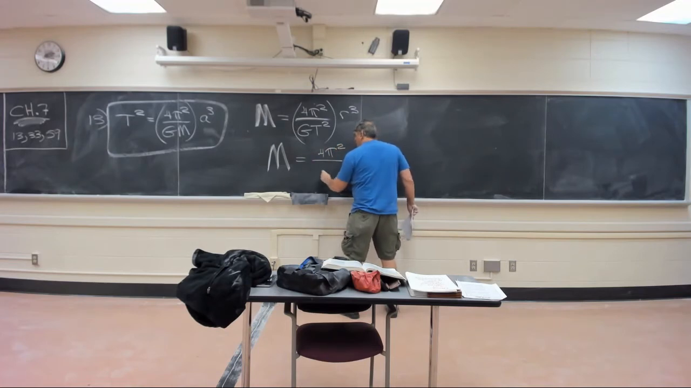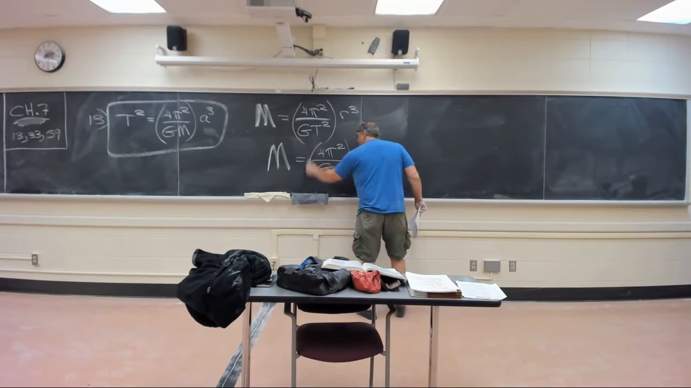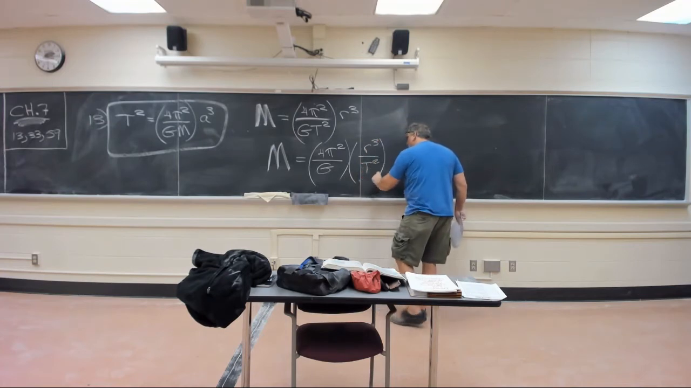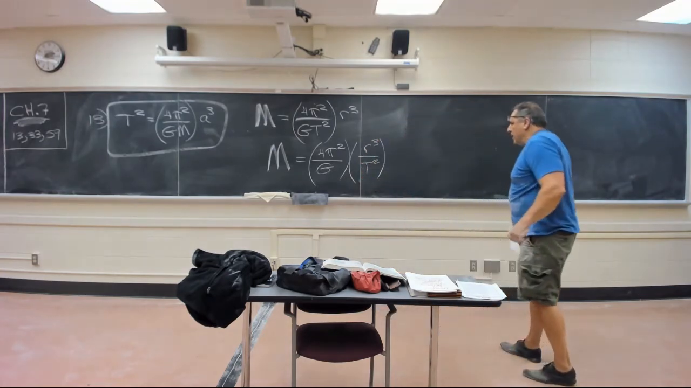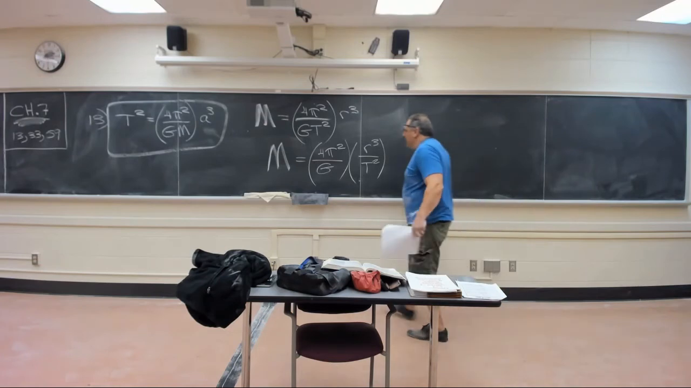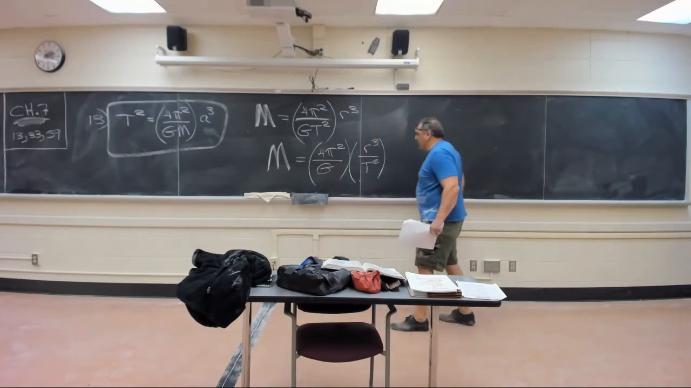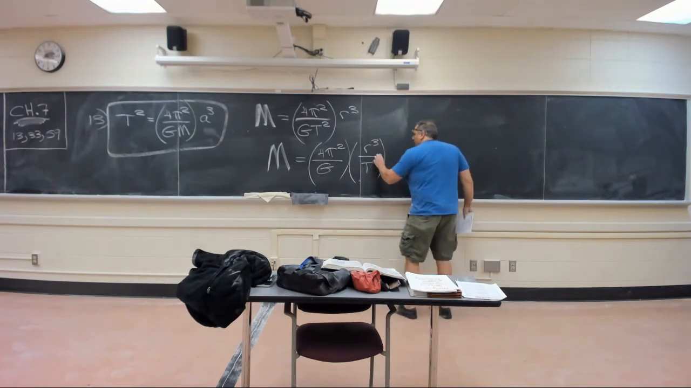4 pi squared over g is r cubed over t squared. Why did I do that? 4 is a constant, pi squared is a constant, g is a constant. These can vary a little bit. What is going on here?